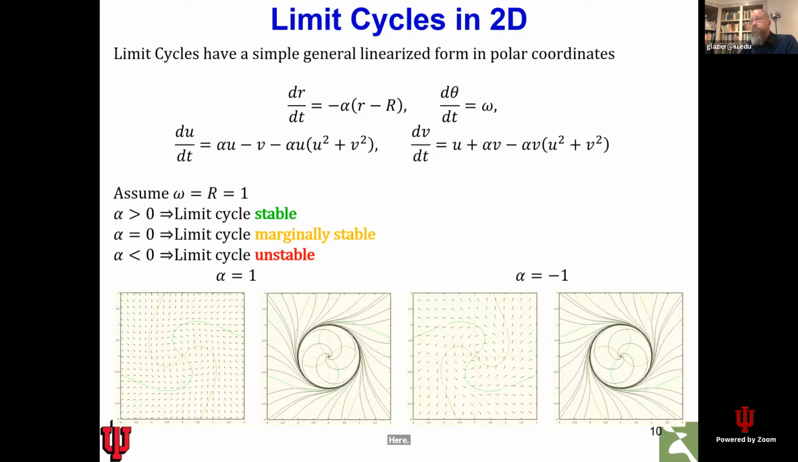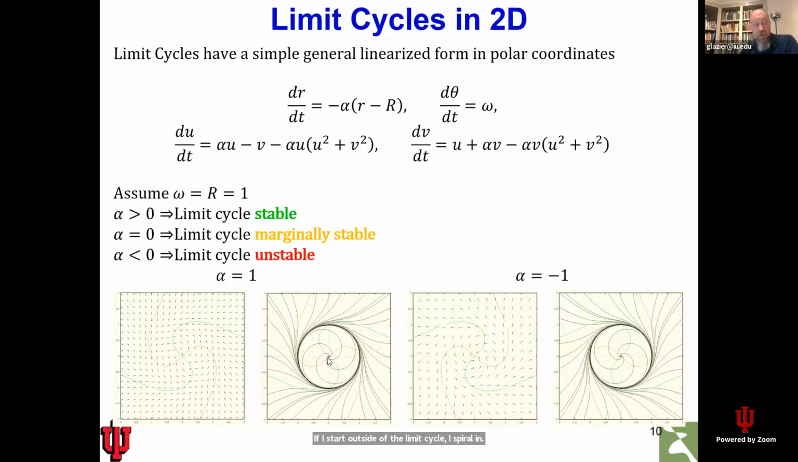Again, it's simpler in polar coordinates, but we do most things in Cartesian coordinates. And if we then plot this, here I've plotted the vector field of the flow at each point, and here I've actually plotted trajectories. And I see if I start in the middle and move out a little bit, I spiral out. If I start outside of the limit cycle, I spiral in.